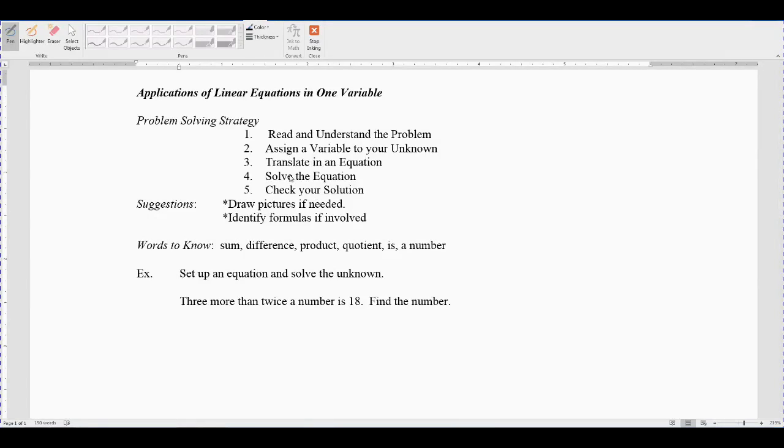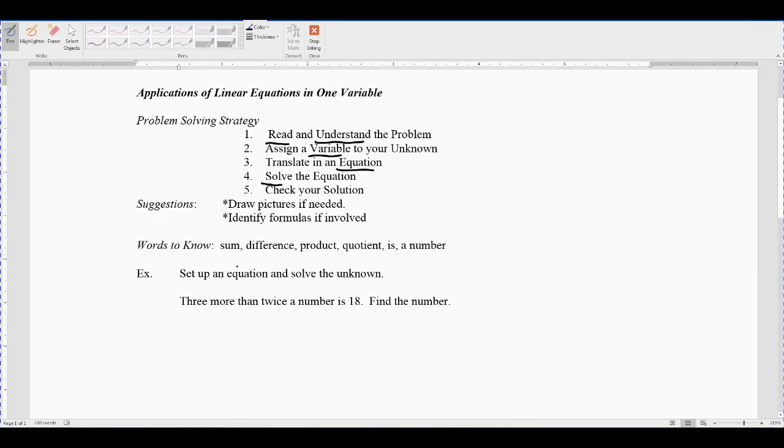Applications of linear equations in one variable, also known as word problems. First thing you always do with a word problem, you read it, try to understand what's going on. Then you probably want to use a variable with an equation so you can solve it. If you need to draw pictures, do so. Formulas are always handy if you can recognize that the problem involves a formula.